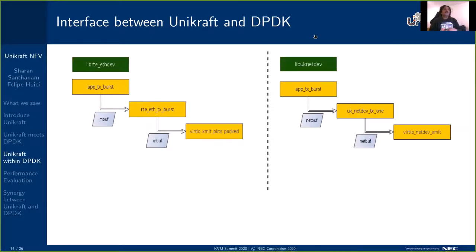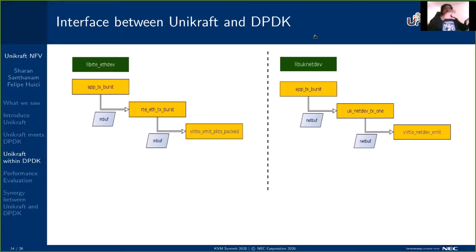Next, what is needed from Unikraft to support a DPDK library? We compare and contrast how a typical data flow works between a Unikraft library and a DPDK library. On the left, you have the DPDK workflow, and on the right, the Unikraft workflow, where an application wanting to send calls rte_eth_tx_burst in DPDK and uk_netdev_tx_burst in Unikraft, and then it calls the virtio drivers to send the data out. Also, DPDK libraries handle mbufs, whereas Unikraft libraries handle netbufs. So there is a difference in data structure between the two libraries.